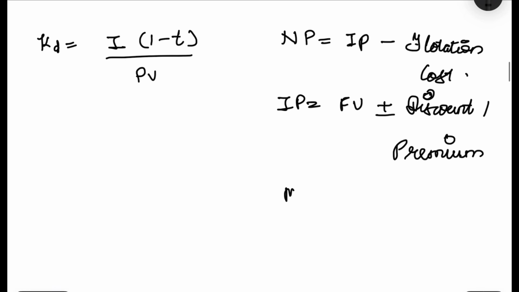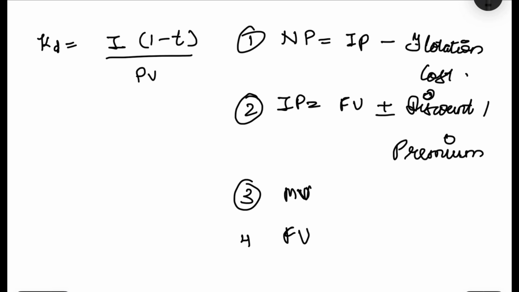Then comes market value. The market value is the value of our security today on a recognized stock exchange. And face value is the amount on which we calculate interest. So the first preference is given to net proceeds, second preference is given to issue price, third preference is given to market price, and lastly, if nothing is available, we take face value as our PV. This is for PV I'm talking about, right?